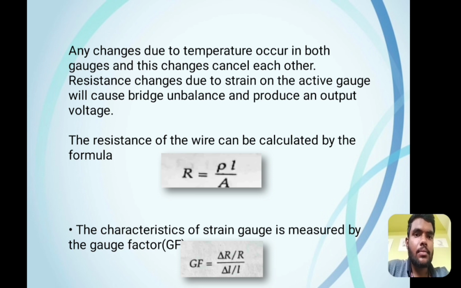Here we can see the formulas. The resistance of the wire can be calculated by the formula R = ρL/A, and the characteristic of strain gauge is measured by the gauge factor GF. GF is equal to (ΔR/R) divided by (ΔL/L).